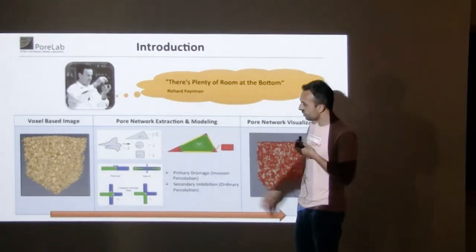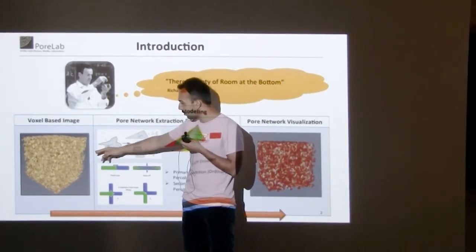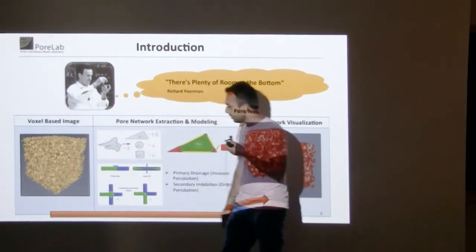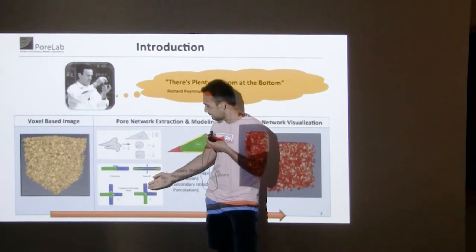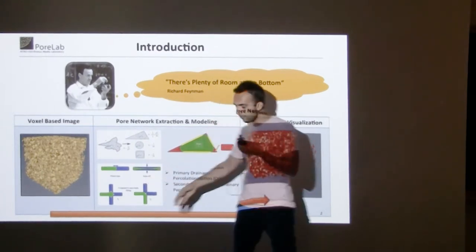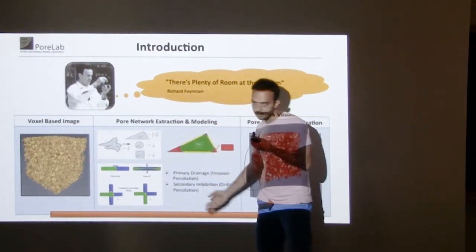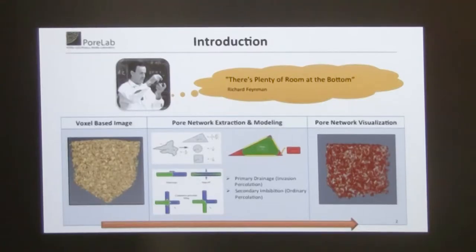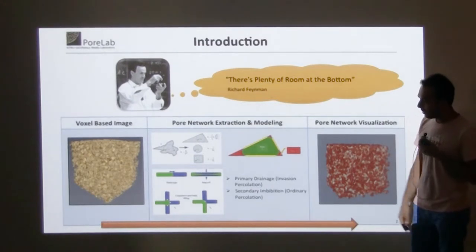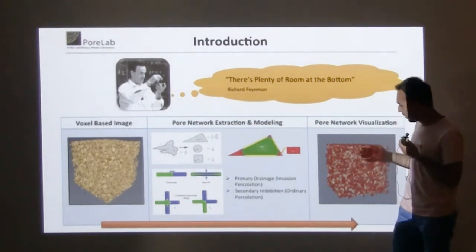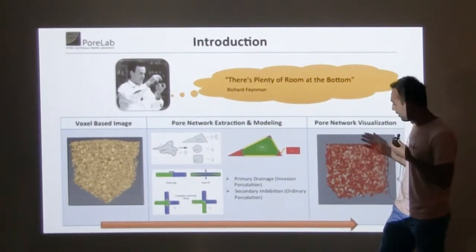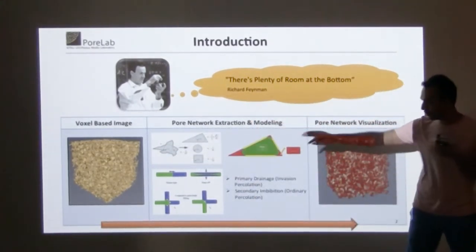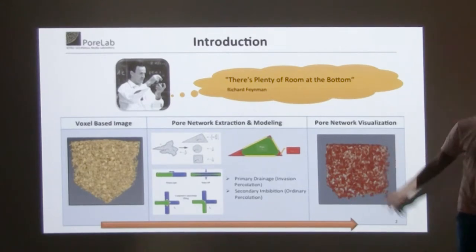In pore network modeling, we substitute the pores and throats of the porous media with simple geometries and define the fluid displacement for primary drainage and secondary imbibition and any kind of displacement mechanisms. And we can substitute a couple of pores and throats instead of a micro CT image. This is pore network modeling.